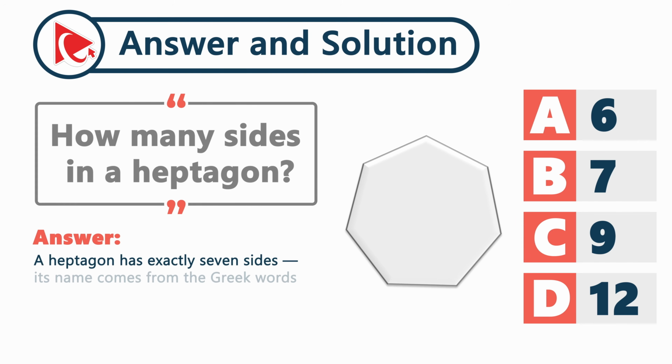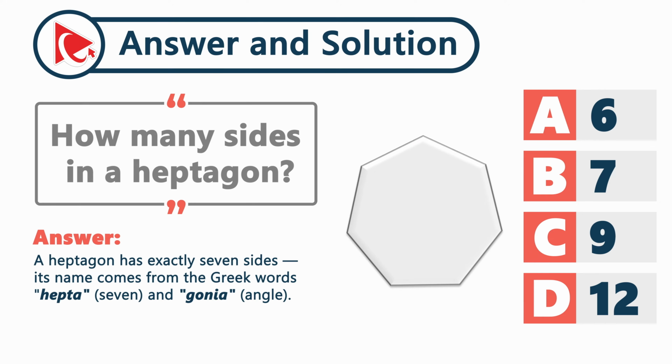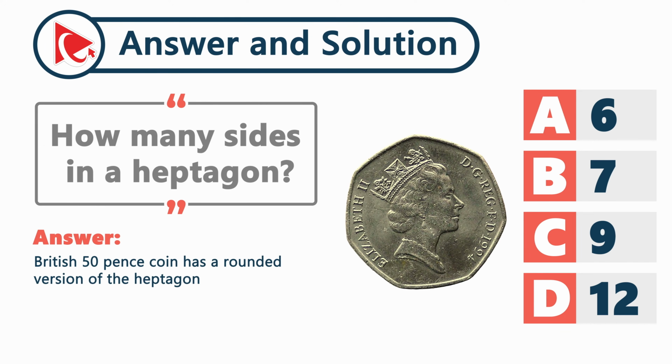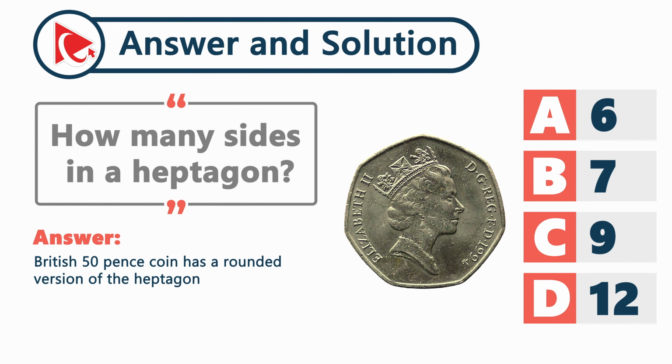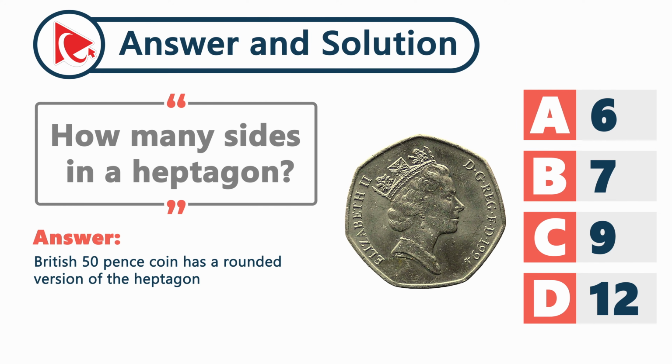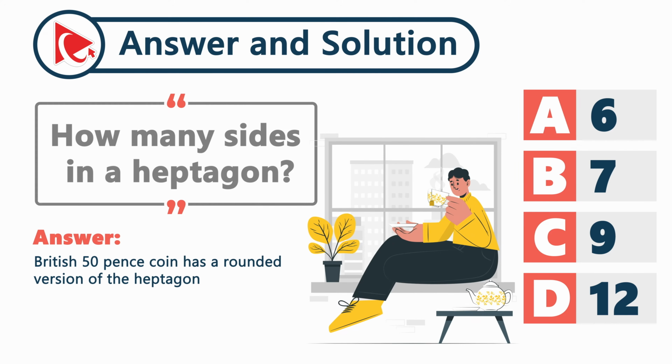A heptagon has exactly 7 sides, and its name comes from Greek words hepta, which means 7, and gonia, which means angle. The most notable memories of heptagons is the British 50 cents coin, which has a rounded version of this shape, even though I'm not sure how useful it is nowadays with all the inflation going. If you are from Great Britain and watching this video, please make sure to share it in comments.